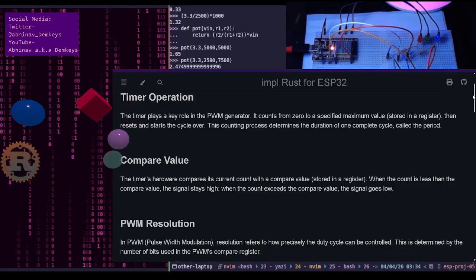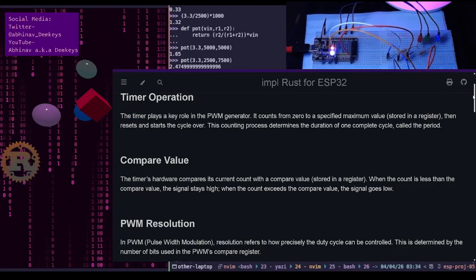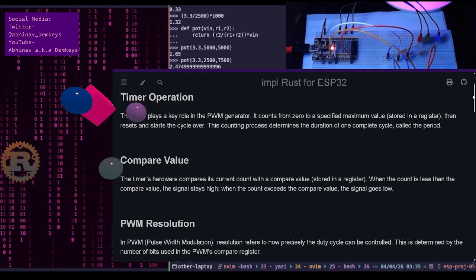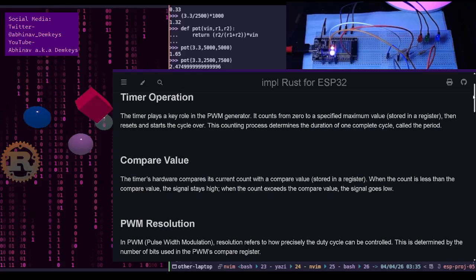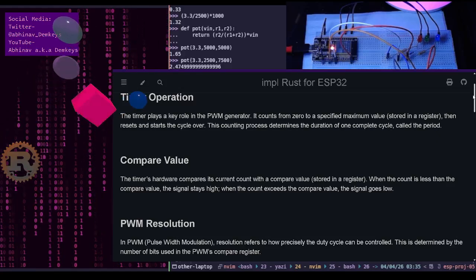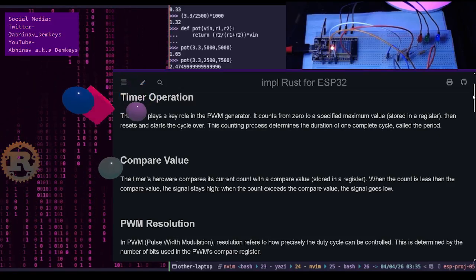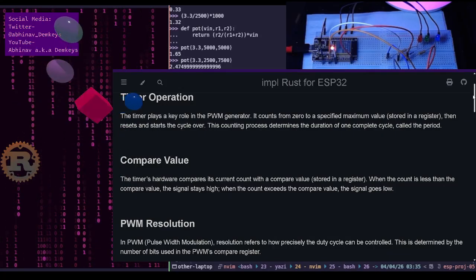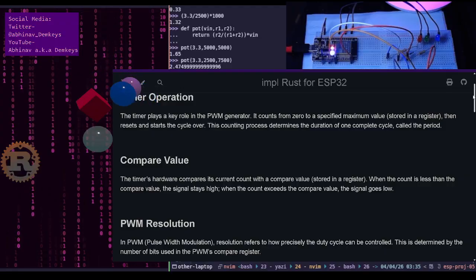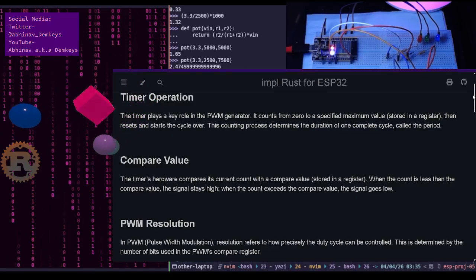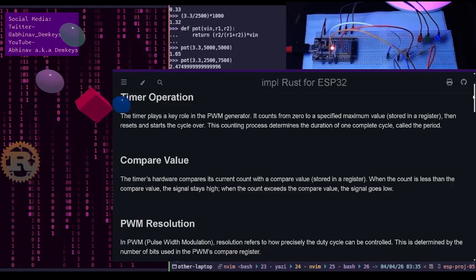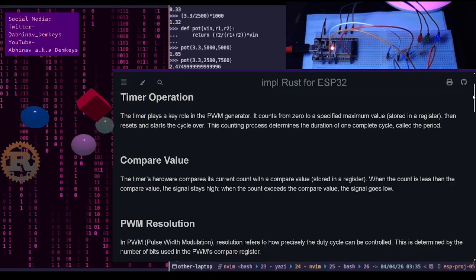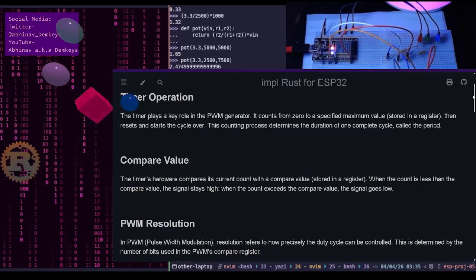Timer operation. The timer plays a key role in the PWM generator. It counts from 0 to a specified maximum value, then resets and starts the cycle over. This counting process determines the duration of one complete cycle called the period.